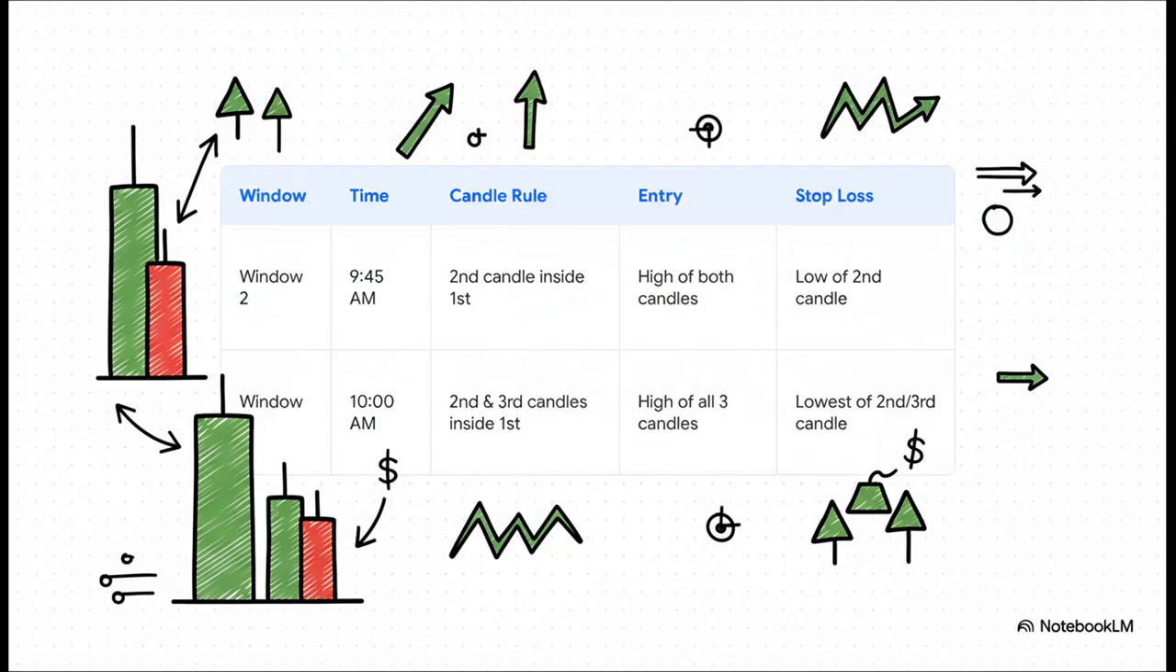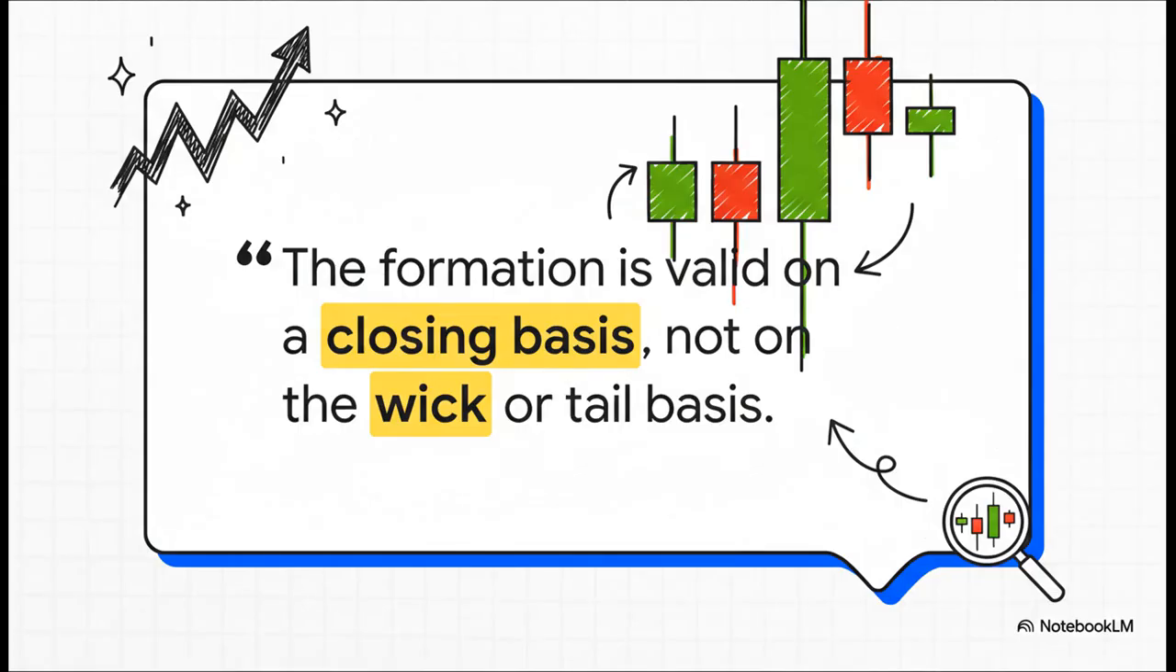But the 10 o'clock setup, it's even stricter. It wants both the second and third candles inside that first one. And notice the precise rules for the entry and the stop loss for each. It's all spelled out. Okay, lean in for this one, because this is super important. This is one of those details that can absolutely make or break your trade.